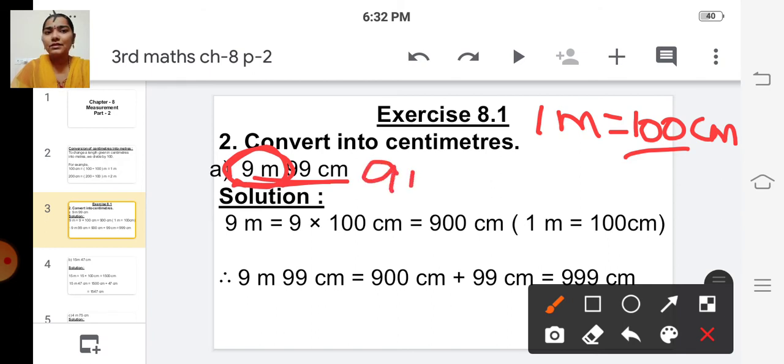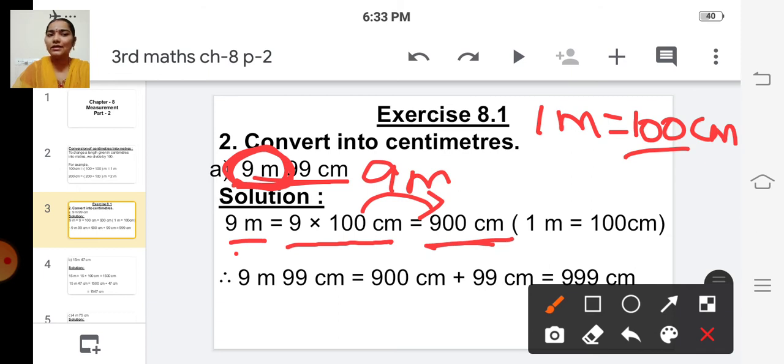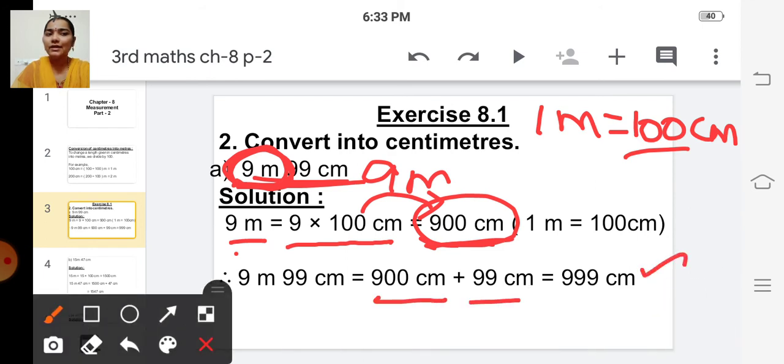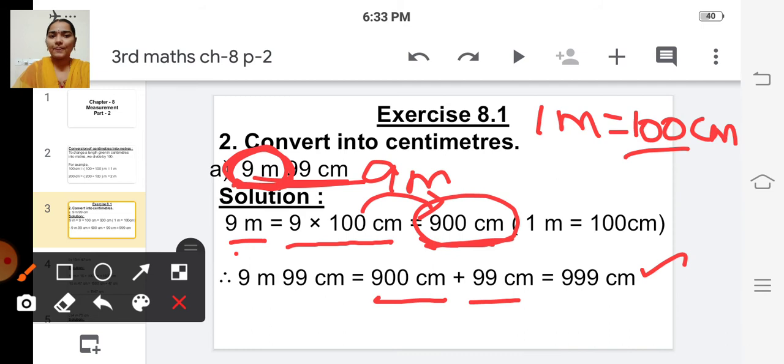So 9 meter is equal to 9 into 100 centimeter, which becomes 900 centimeter. Okay, so we have converted this 9 meter into 900 centimeters. And in the next step, we have to add this 900 centimeter with 99 centimeter. So 900 centimeter plus 99 centimeter is equal to 999 centimeters.